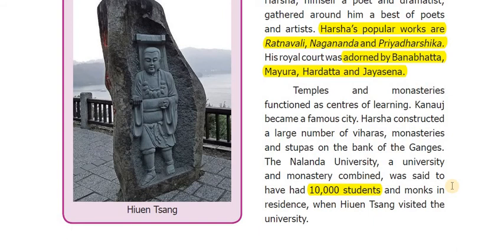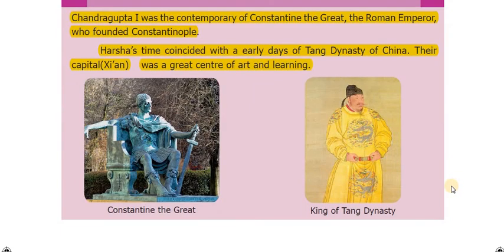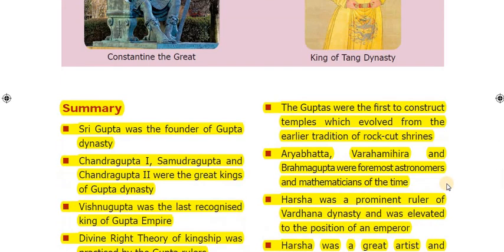The Nalanda University, a university and monastery combined, was said to have had 10,000 students and monks in residence when Huen Tsang visited the university. Elsewhere, Chandragupta I was the contemporary of Constantine the Great, the Roman emperor who founded Constantinople. Harsha's times coincide with the early days of the Tang dynasty of China. Their capital Xi'an was a great center of art and learning.